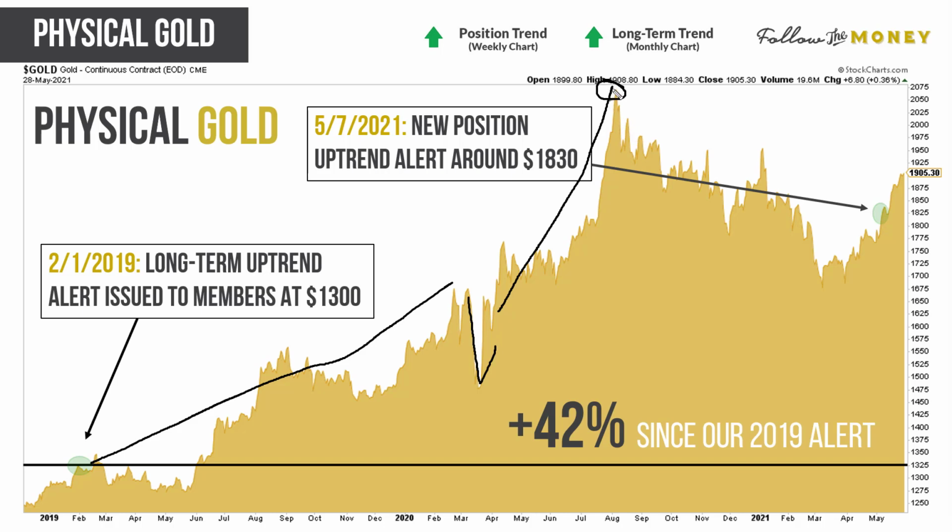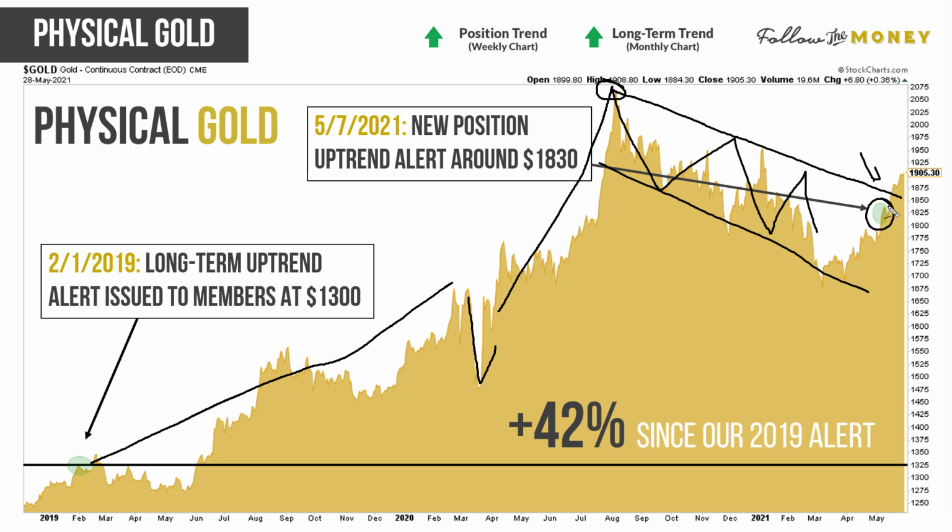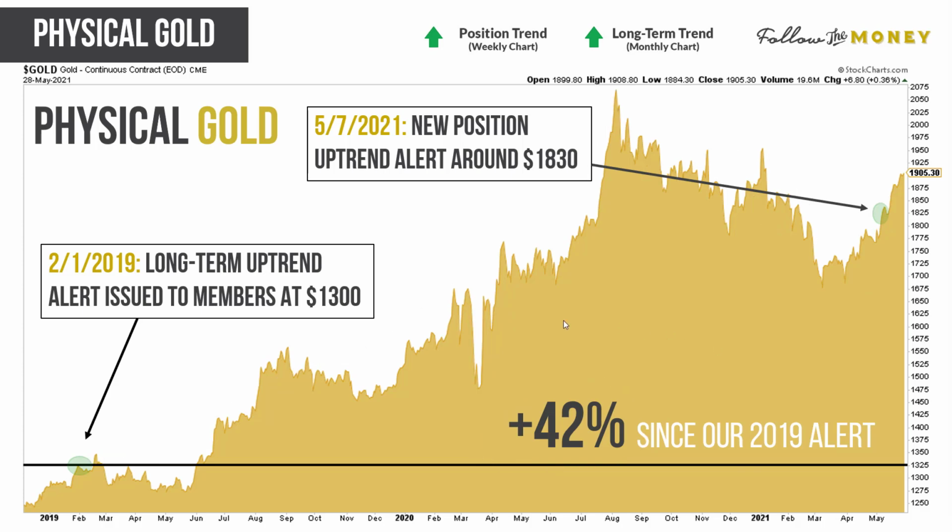And then you can see that it continued higher, peaked out just above $2,000 back in August. And since that time, it's been digesting those pretty big, hefty gains. But we've been moving back and forth inside of this bearish channel in a long-term uptrend, right? So it's consolidating those gains. And now we've recently broke out. We detected that new position uptrend. There it is now in context. And you can see we've broken out above this bearish channel. So gold is now moving higher, up about 42% since our 2019 alert that we issued to members.